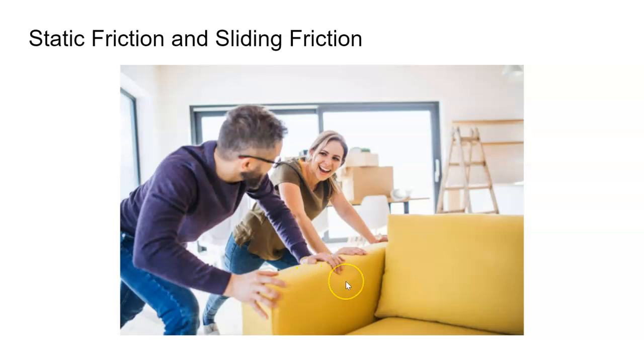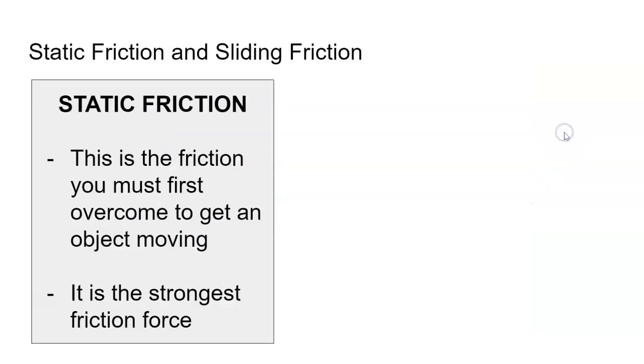But eventually, if they push hard enough on this couch, it will suddenly start to move, and they'll be able to keep it in motion. But there'll still be some sliding friction between the couch and the floor. The static friction was much harder to overcome. Once they can get the couch moving, they'll be able to keep it moving much more easily.